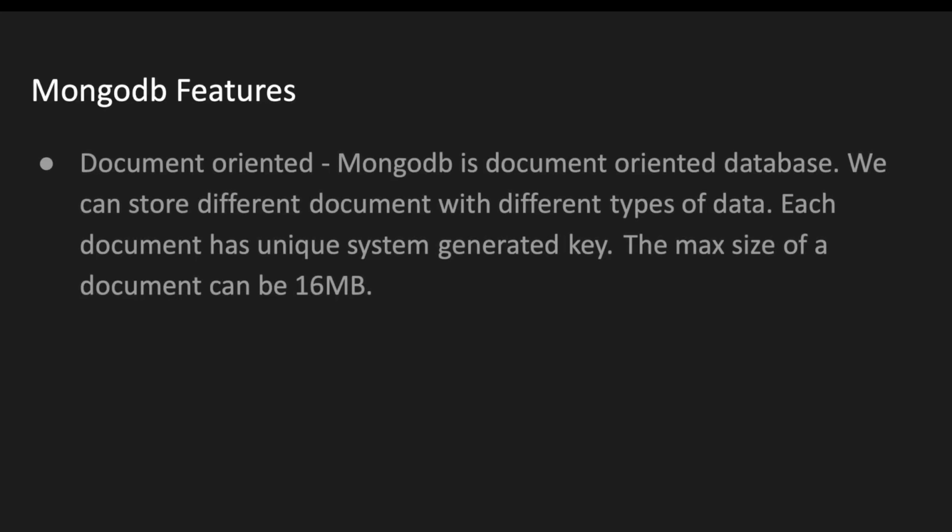Next is document oriented. All data stored in MongoDB is considered as a document, whether it is JSON data or a video or images, etc. Everything is stored in a document. We can store different documents with different types of data. Each document has a unique system-generated key. It's like a primary key. We can also use our custom unique key.